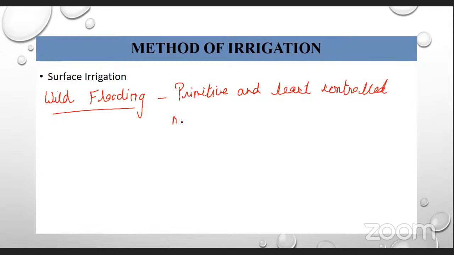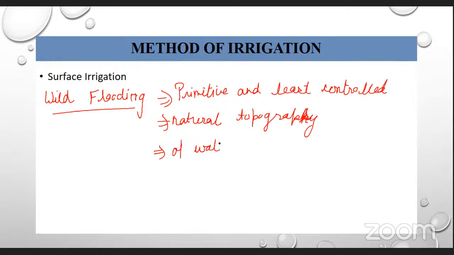Means we are not maintaining any topography, and we are not leveling the land. Whatever natural topography is there, according to that the water is going to spread over the land, and the distribution of water is highly uneven. In wild flooding, distribution of water is highly uneven. And consequently part of the area becomes waterlogged.